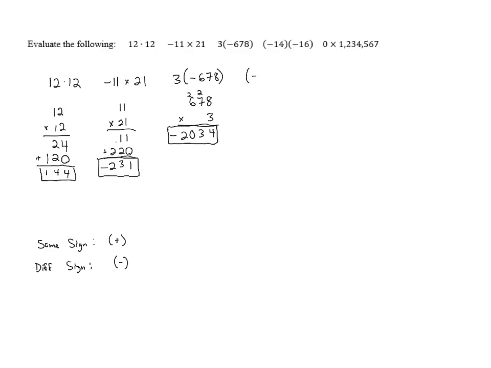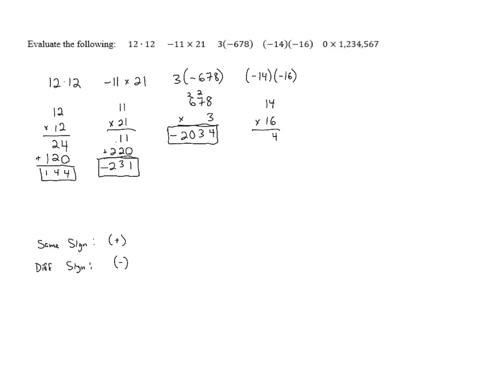All right, let's continue. Negative 14 times negative 16. Here we have a negative times a negative, and since they have the same sign, the answer is going to be positive. Those negatives are going to cancel each other out in the end. All right, let's set things up. We've got 14 times 16. You could just as easily write it 16 times 14. Remember, with multiplication, the order doesn't matter. We just tend to try and put the fewest digits in the second row, but here they both have 2 digits. Let's do our multiplying.